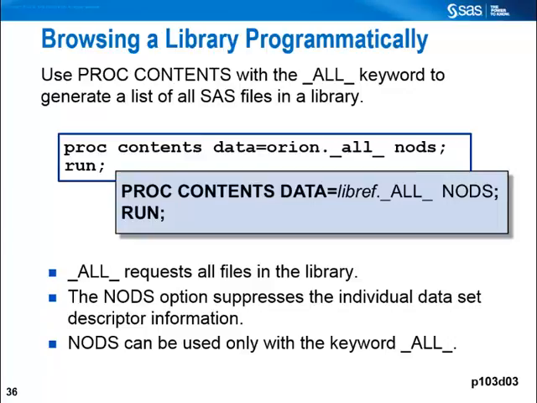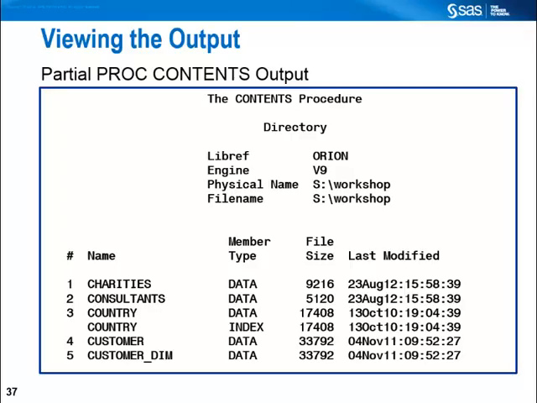The syntax is proc contents data equals the library reference, a period, then _all_, space, nods, and then the run statement. _all_ requests all files in the library. The nods option suppresses the individual data set description information. Nods can be used only with the keyword _all_. And the partial view is similar to this.